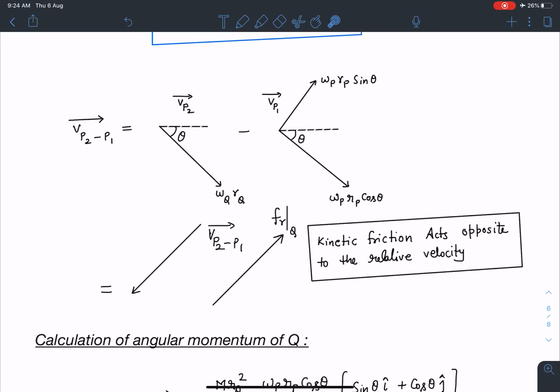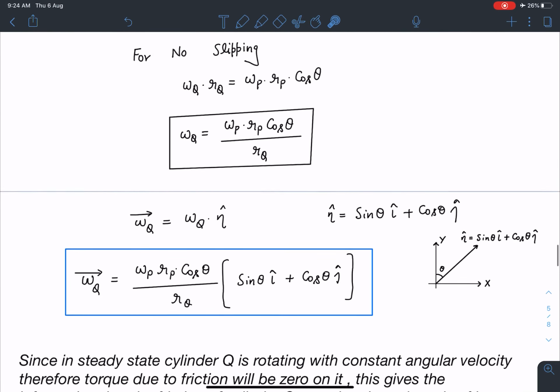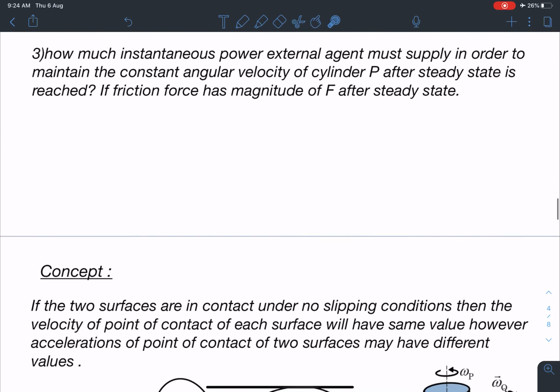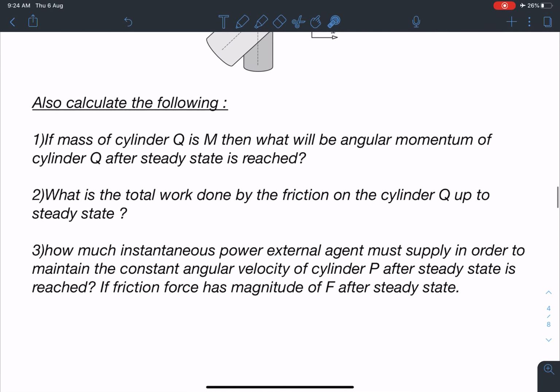So that's it. The pathfinder question was this much only. However, I have added a few parts, so please have a look. Let's discuss those points also. Three questions I have added into this.